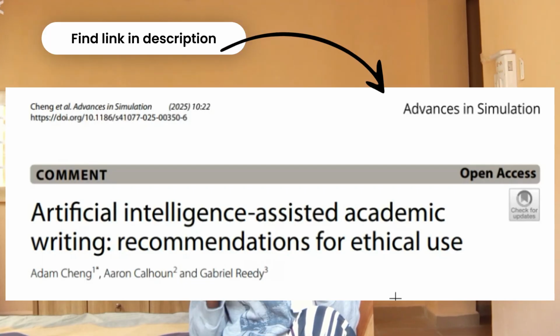which is why Cheng and colleagues published a research paper early this year titled AI Assisted Academic Writing Recommendation for Ethical Use. And trust me, what they found in this paper can save your career. It can save you from rejection, from retractions.